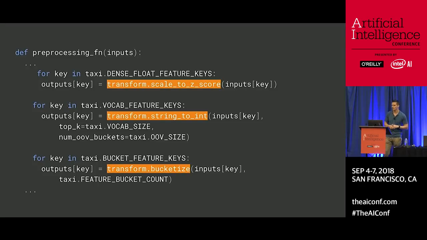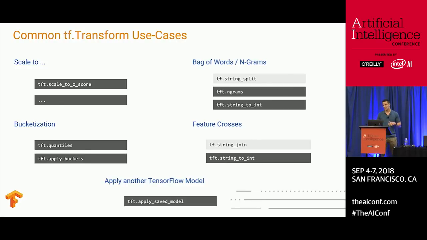Here's just a code snippet of how such a preprocessing function can look. I just spoke about scaling to the z-score, so that's mean normalization. String to int is another very common transformation that does string to integer mapping by creating a vocab. And bucketizing a feature, again, is also a very common transformation that requires an analyze phase over your data. And all of these examples are relatively simple, but just think about one of the more advanced use cases where you can actually chain together transforms. You can do a transform of an already transformed feature, and Transform actually handles all of this for you. So there's a few common use cases.